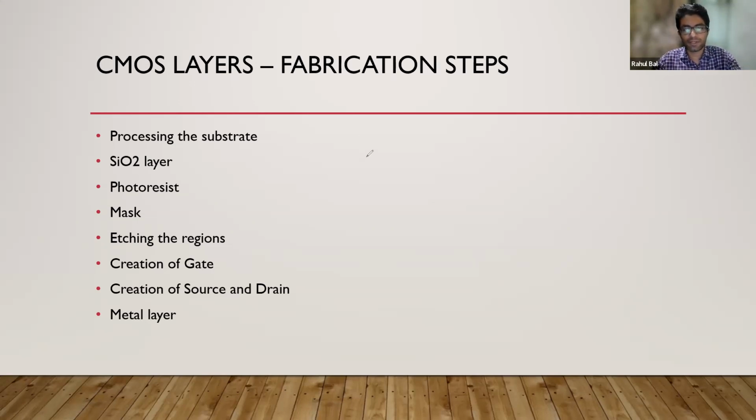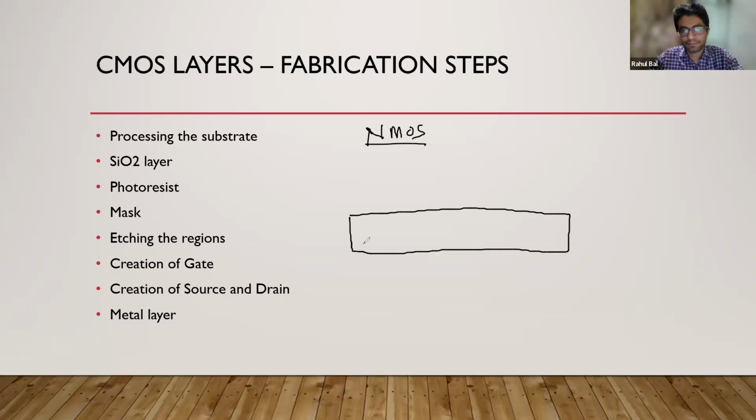When you are talking about substrate, suppose we are designing NMOS. For NMOS, which substrate will you use? P substrate we will use, right? So this is our substrate. This is P substrate, and P substrate means the P type of impurity we will use here, and this substrate we will build on the silicon wafer.